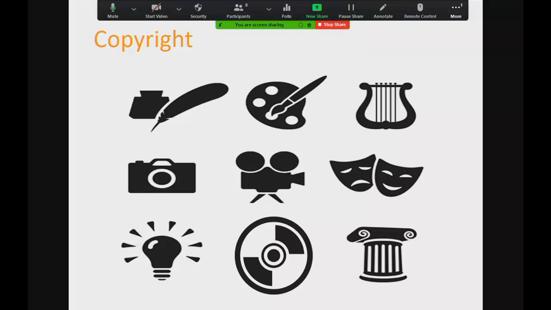Okay, it doesn't protect the idea. It doesn't protect the function, the solution, the recipe, whatever it might be. It protects the written form, the visual form. And that's what you get with copyright protection.